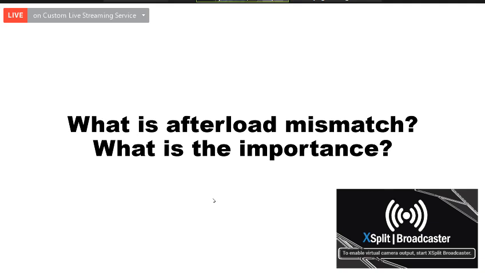What is afterload mismatch and what is the importance? What do you mean by afterload mismatch? Any one of you? And what is the importance of this afterload mismatch? Ranjit, would you like to try? Vineet? It is seen in aortic stenosis. Yeah. Stenosis is not the only condition where you can have this. So first you should define what is afterload mismatch.